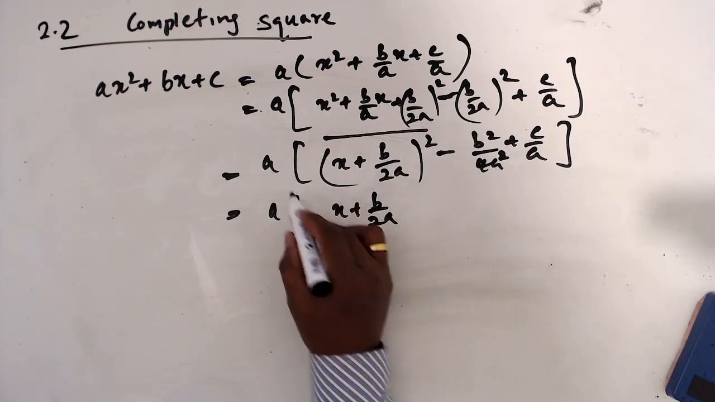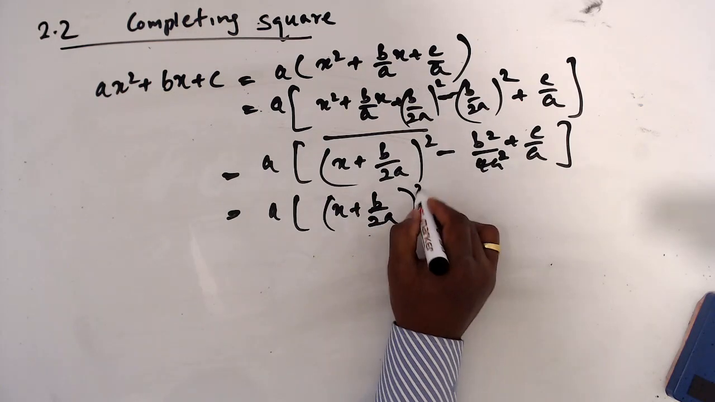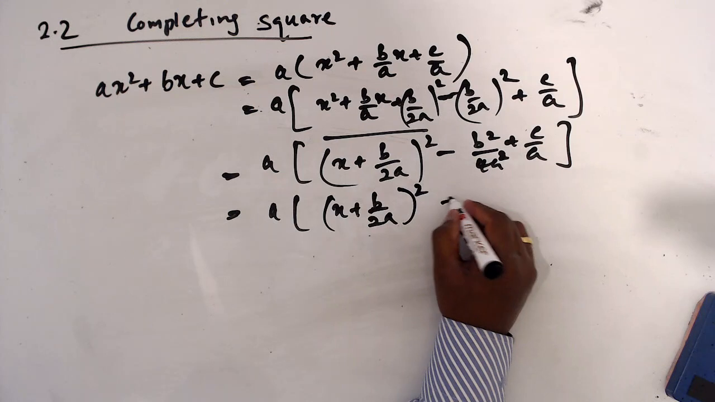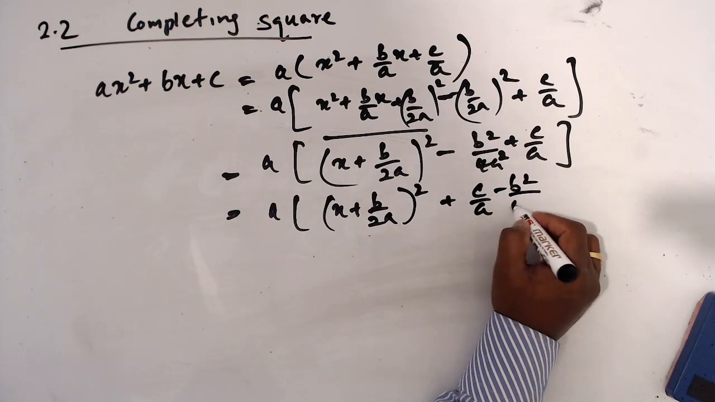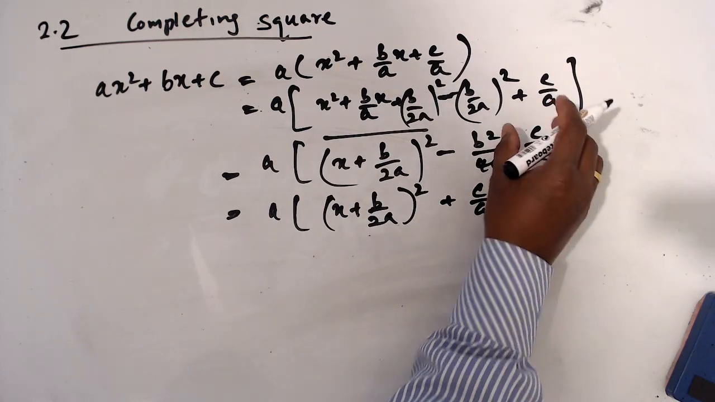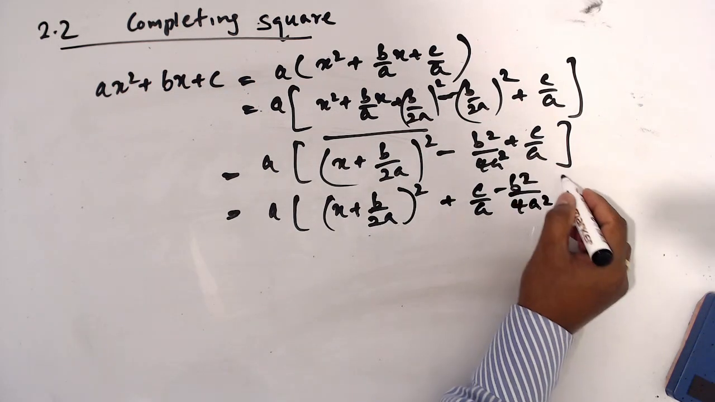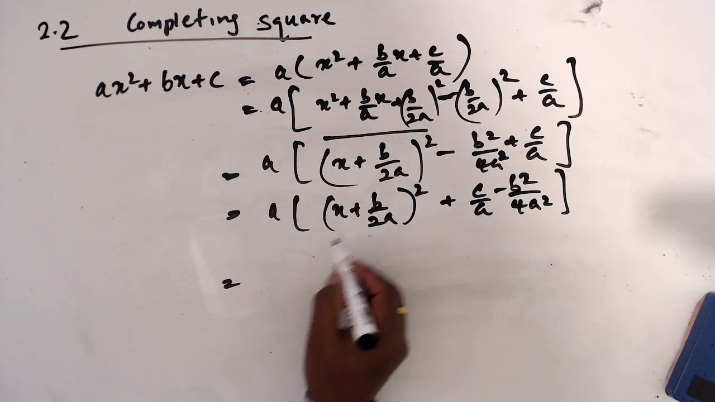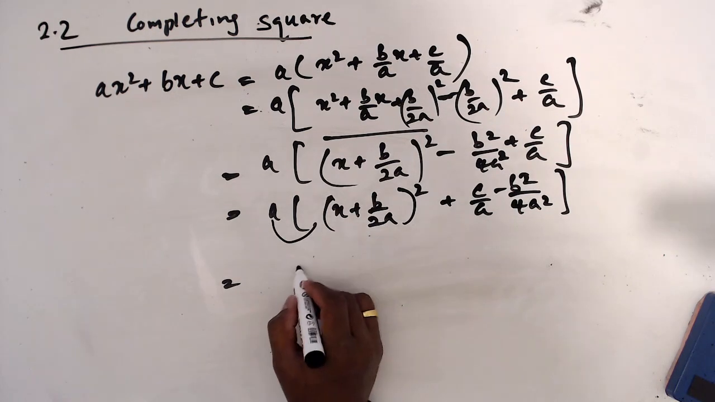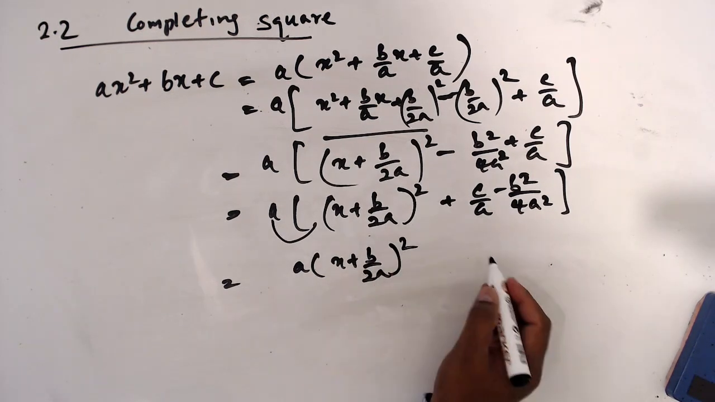Now a is outside, so this is x plus b over 2a square. Then c over a minus b square over 4a square. I just take this one and keep it here, and this one I'll keep here. I swap those two. Then I'm multiplying a back. So from here it is going to be a times (x plus b over 2a) square.